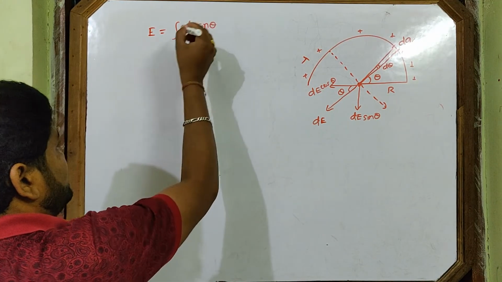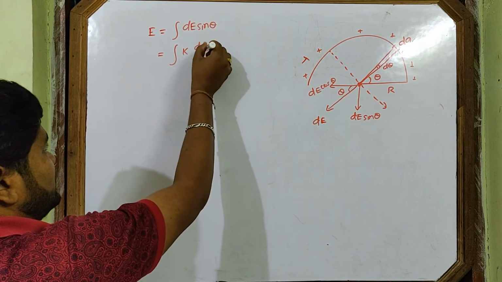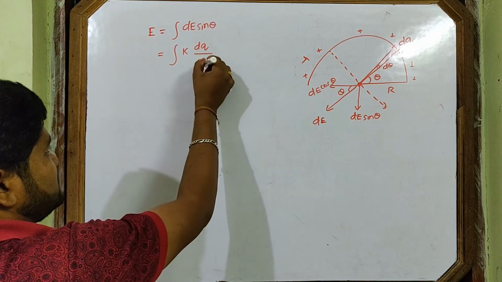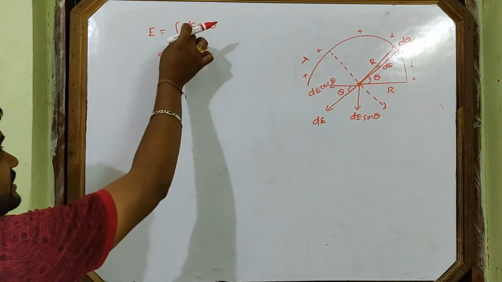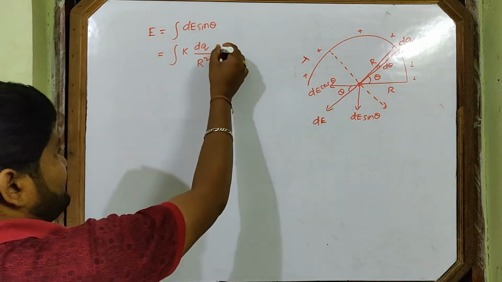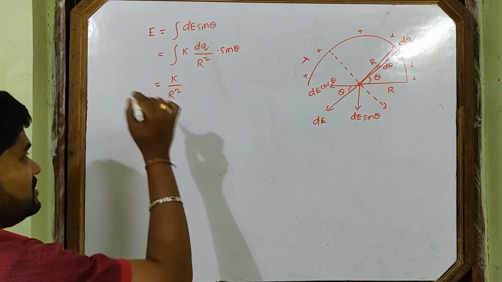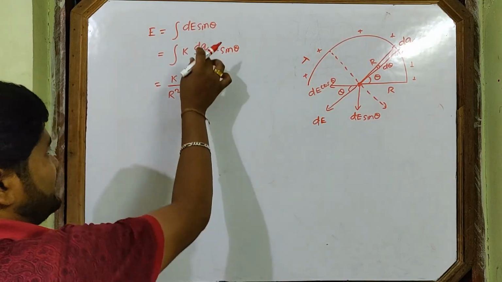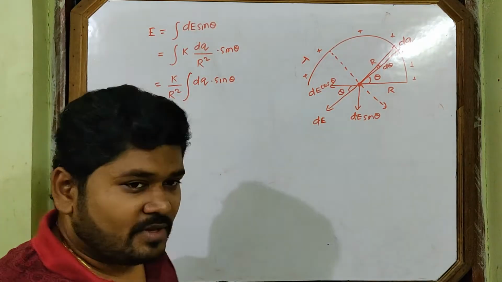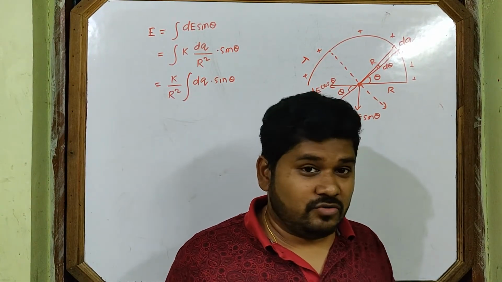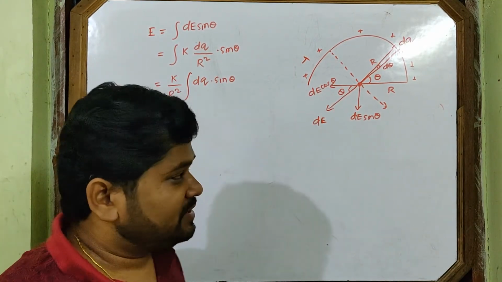So our integration is only of the dE sin theta component. Integration of K dq by r square, because the distance here is r, into sin theta. What are the constants? K by r square is constant, r is the radius, always constant. But dq is variable and sin theta is variable. What to do here? Two variables, integration is not possible. We'll convert one variable in terms of the other.